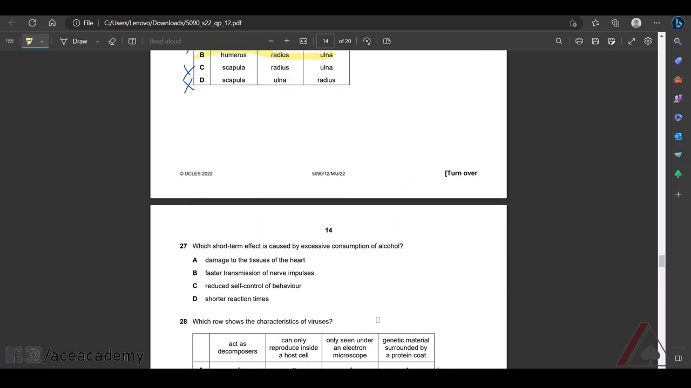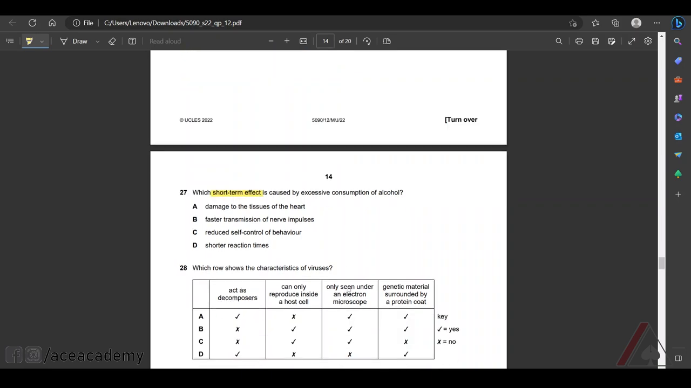Now on to number 27. Which short-term effect is caused by excessive consumption of alcohol? Option A says damage to the tissues of the heart. Now, this may happen as an effect of excessive consumption of alcohol, but our question asks us for a short-term effect. And tissue damage is usually something that happens over a long period of consumption. So option A is wrong.